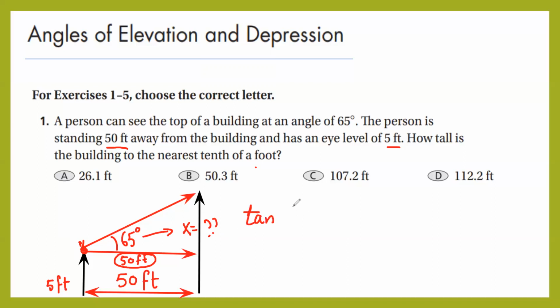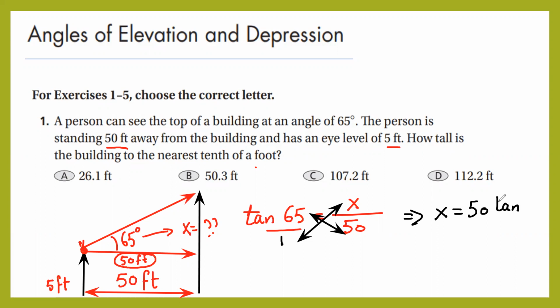Tan 65 equals opposite, which is x, over adjacent, which is 50. Now let's use cross product. Here it's supposed to be 1, right? This is cross product. Okay, here 1. That means I can use x equals 50 tan 65.